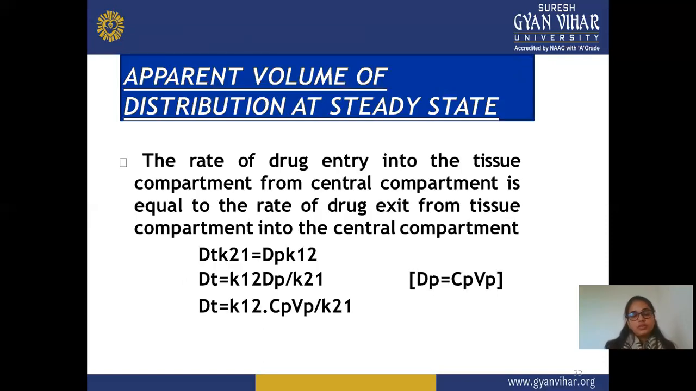Next is the apparent volume of distribution at steady state. Here, we check how much drug is distributed at a particular amount at steady state. The rate of drug entry into the tissue compartment from the central compartment is equal to the rate of drug exit from the tissue compartment into the central compartment. This means that in this parameter, input is equal to output of the drug, or how much drug exits is equal to input.